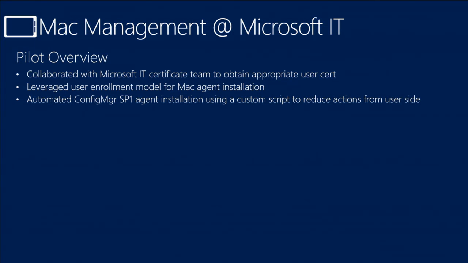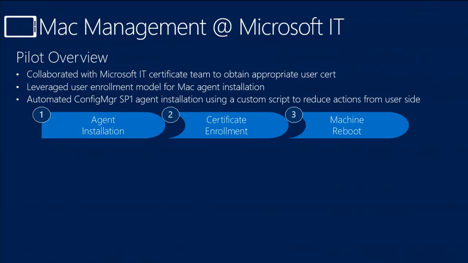You could do either system enrollment or user enrollment. But our security team felt since these devices are not domain joined, user enrollment was a more secure way to, for asset tracking and trying to figure out who is actually joining these Macs to or using the Mac in the Microsoft environment. So as part of that, it's a 3-step process where we have an agent installation, we have a certificate enrollment, and then there's a reboot required.